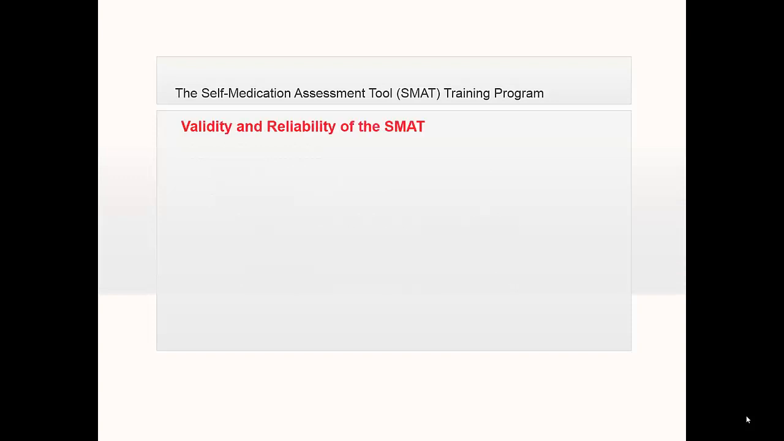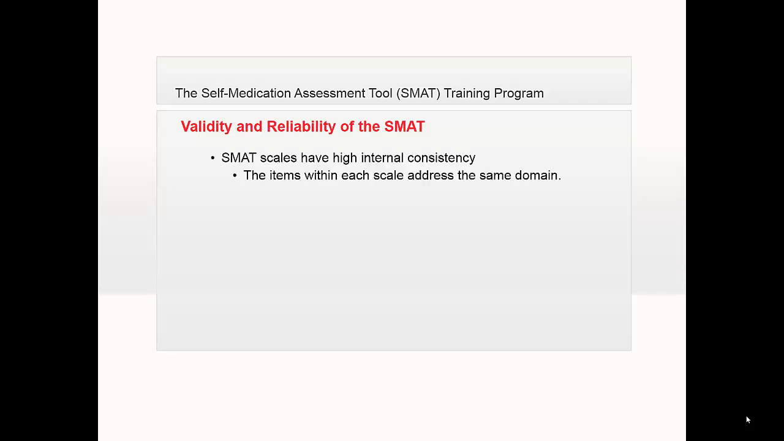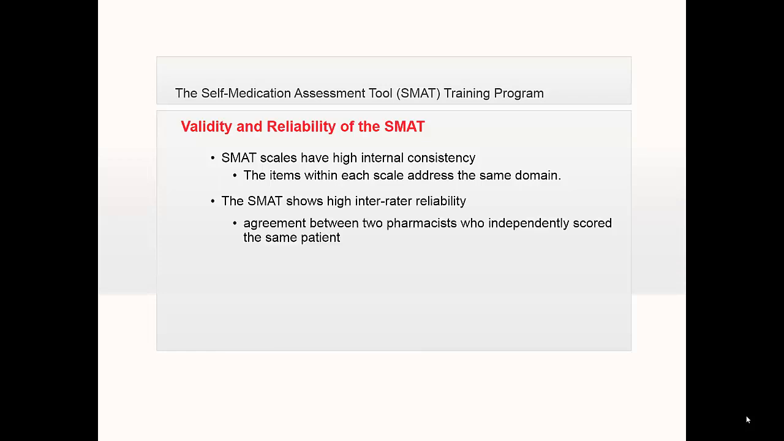Validity refers to how well a measure assesses what it is intended to assess, and reliability indicates the consistency and accuracy of the measure. The SMAT scales have high internal consistency, meaning that the items within each scale address the same domain. The SMAT shows high inter-rater reliability. Therefore, there is a strong agreement between 2 pharmacists who independently scored the same patient. SMAT scores show high reliability, such that patient scores remain stable over time.